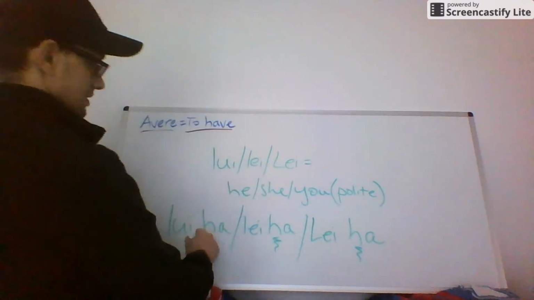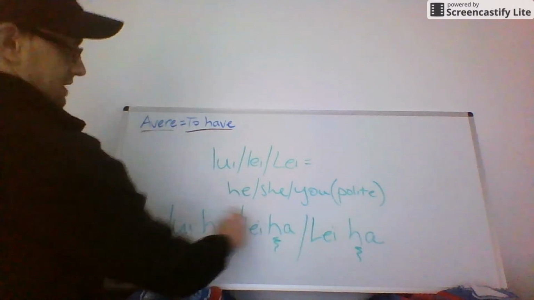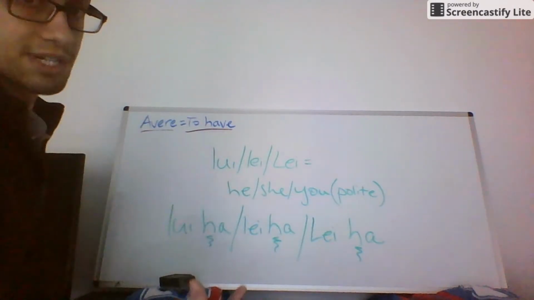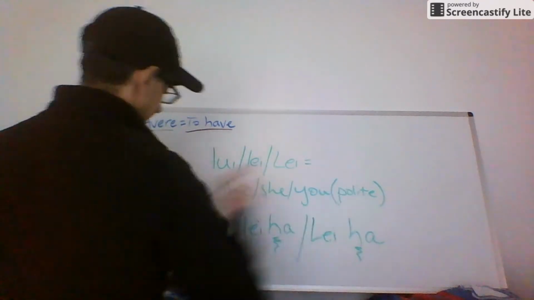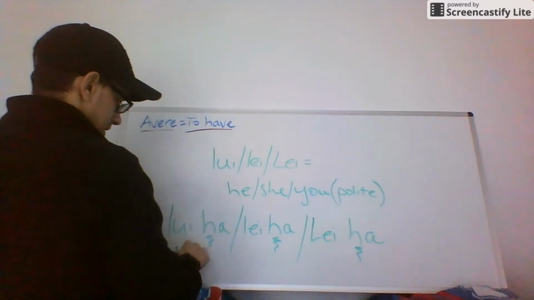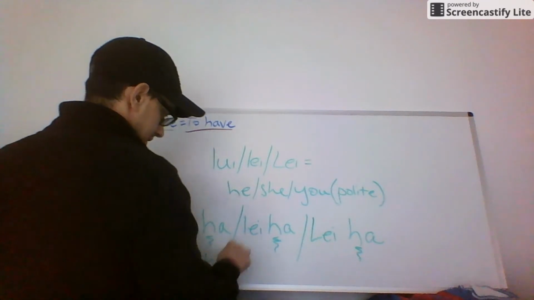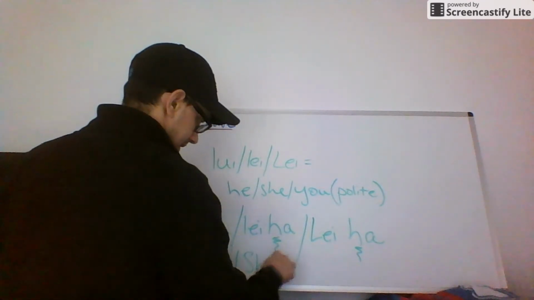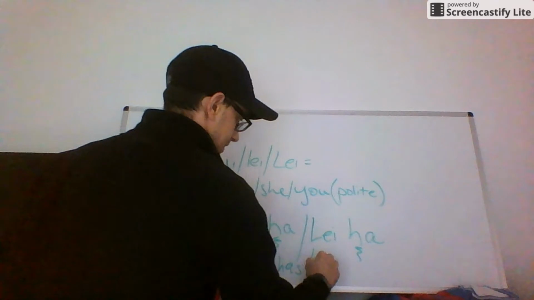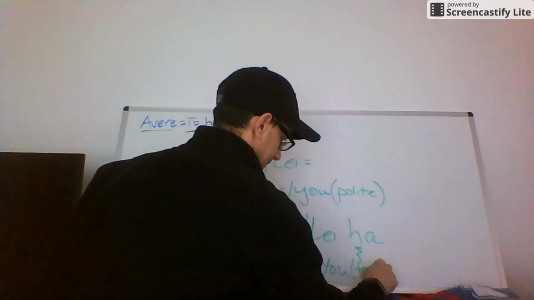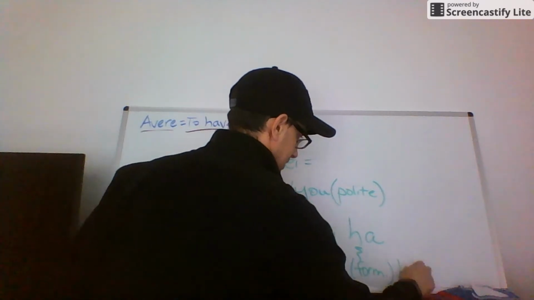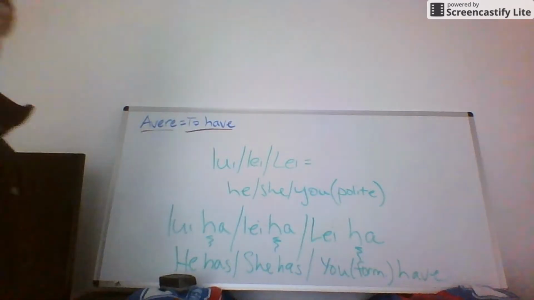So what do we notice? They're all the same, but the subject pronoun is different, but the pronunciation is the same. So lui ha, lei ha. So he has, she has, you, formal, have. Boom.